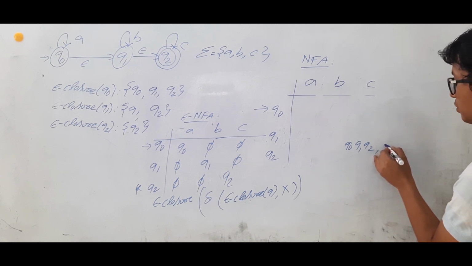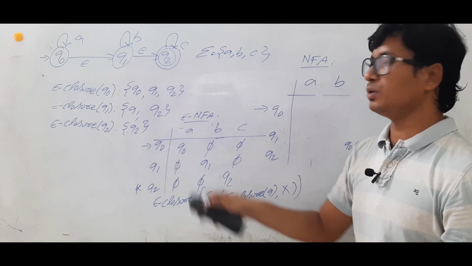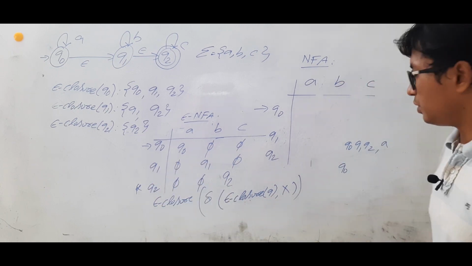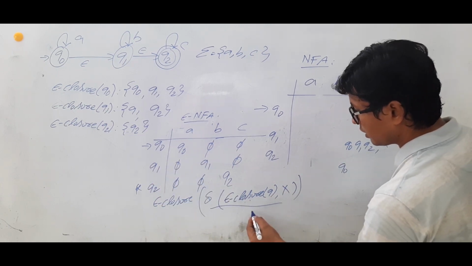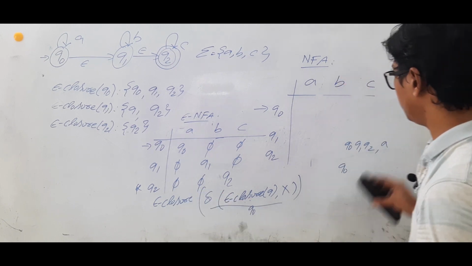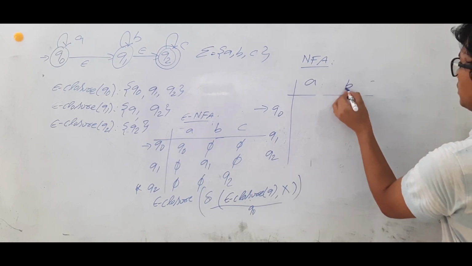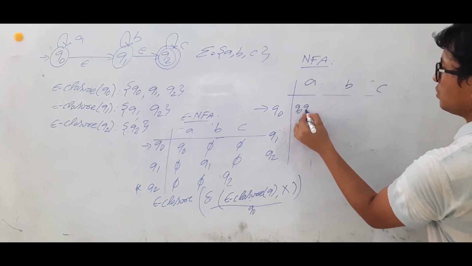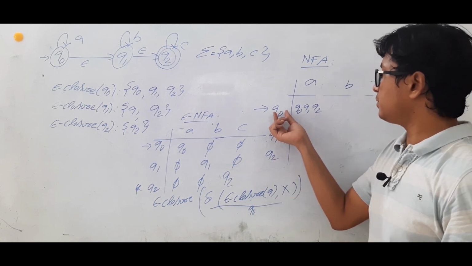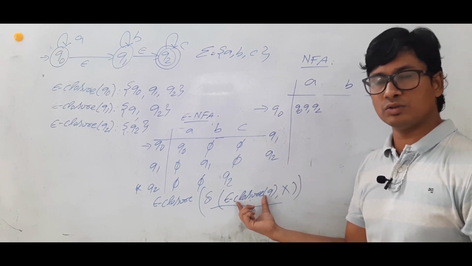Now Q0, Q1, Q2 on A, where does it go, you need to see. Q0 on A is going to Q0. Q1 and Q2 on A are not going anywhere. So from this entire set you will get Q0. Is it clear? Now the epsilon closure of Q0 is Q0, Q1, Q2. Are you able to understand it or not? I need to calculate Q0 on A. First I will calculate the epsilon closure of Q0.